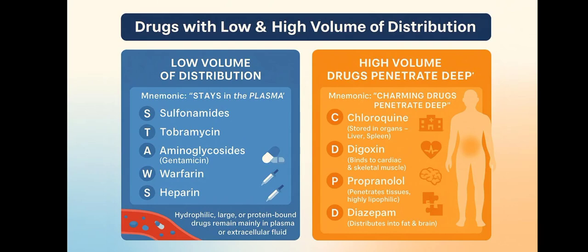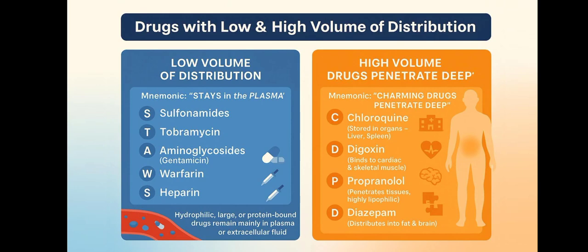C stands for chloroquine, which is stored extensively in organs such as the liver and spleen. D stands for digoxin, which binds strongly to cardiac and skeletal muscle. P stands for propranolol, a highly lipophilic drug that penetrates tissues deeply, and D stands for diazepam, which distributes widely into fat and brain tissues. Because these drugs accumulate in tissues, their apparent volume of distribution is large, and they often have longer half-lives. This property also means that drugs with a high VD require larger loading doses to achieve the desired plasma concentration.